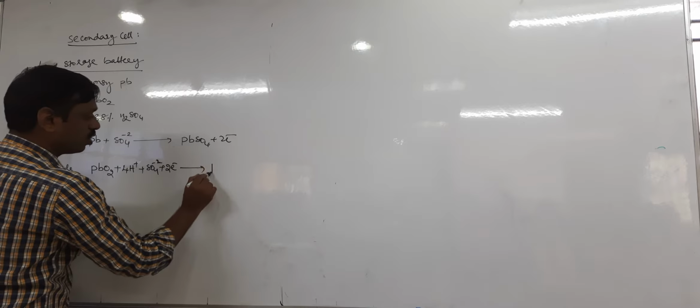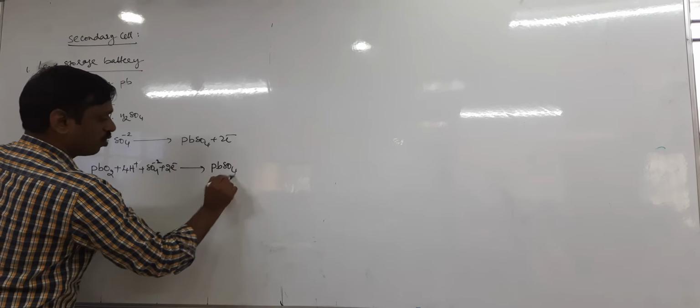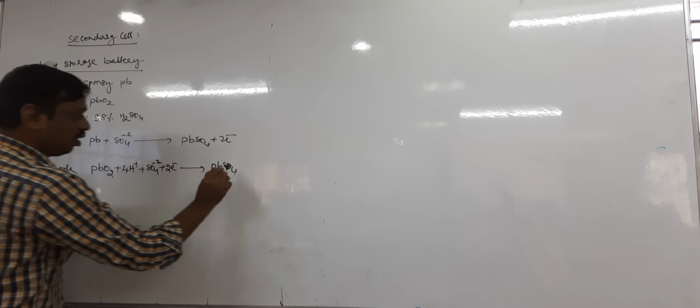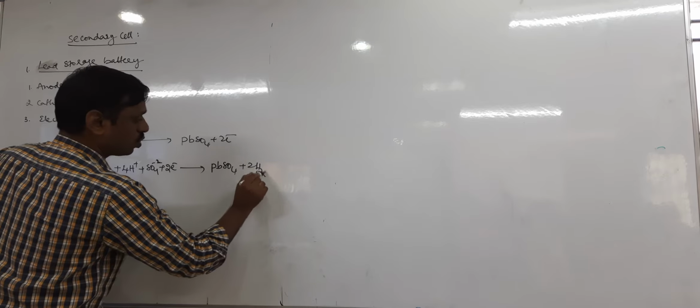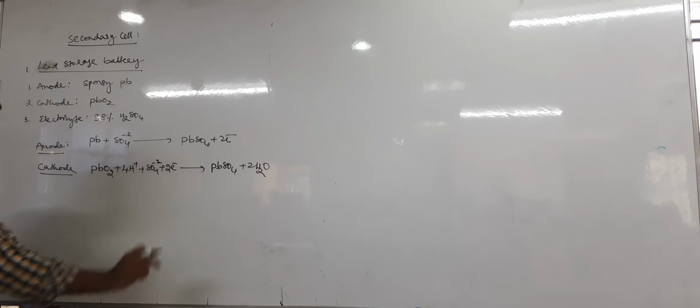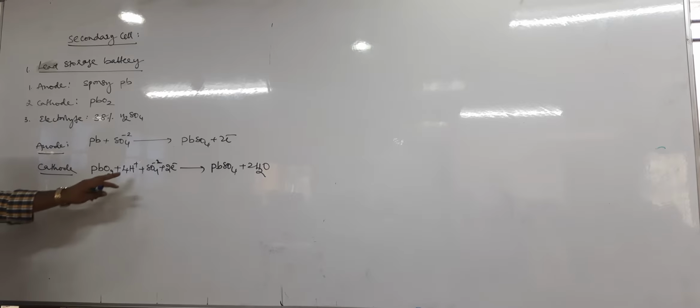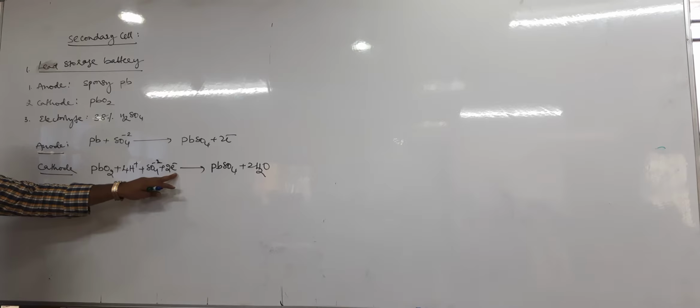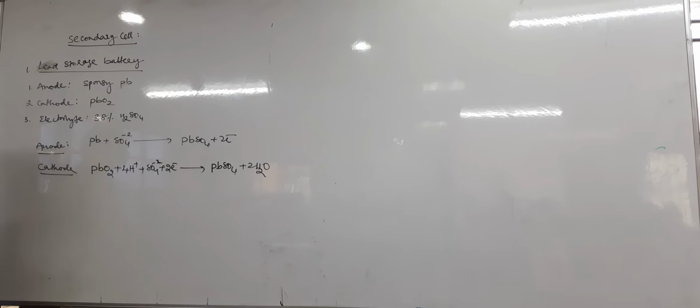Then it becomes what? PbSO4 plus how many water molecules? 2 H2O water molecules. Okay, please change. Yesterday we took 4 electrons, you make it 2 electrons because it balances. Minus 2, 2 electrons, minus 4, it is plus 4.